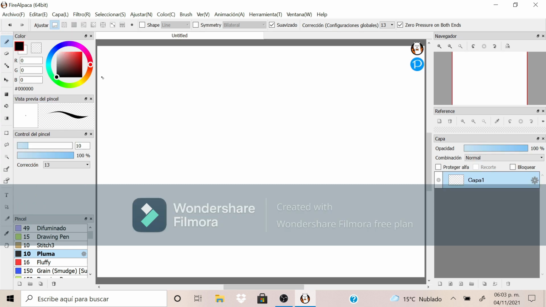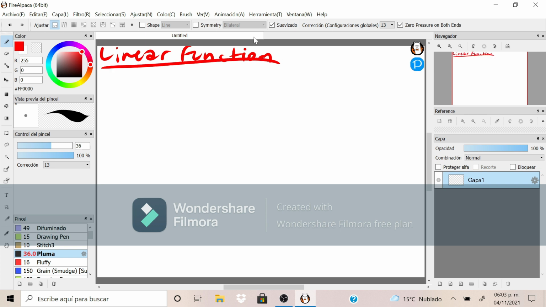The first one we're going to do is the linear function. So what is a linear function? Basically, it's just a straight line on a graph. There's not much rocket science.